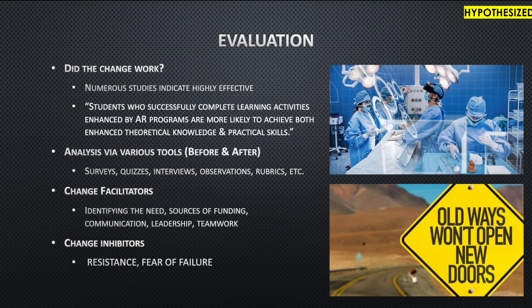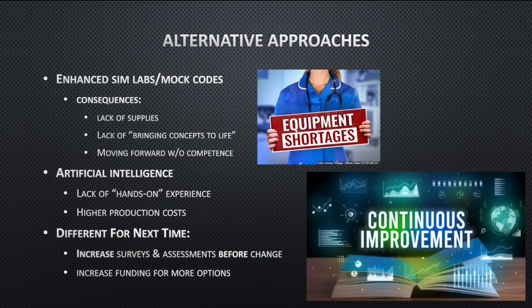change facilitators: identify the need, sources of funding, communication, leadership, and teamwork. And then change inhibitors: resistance, and then there's people that always have fear of failure. They don't want change. Alternative approaches: do sim labs or mock codes.